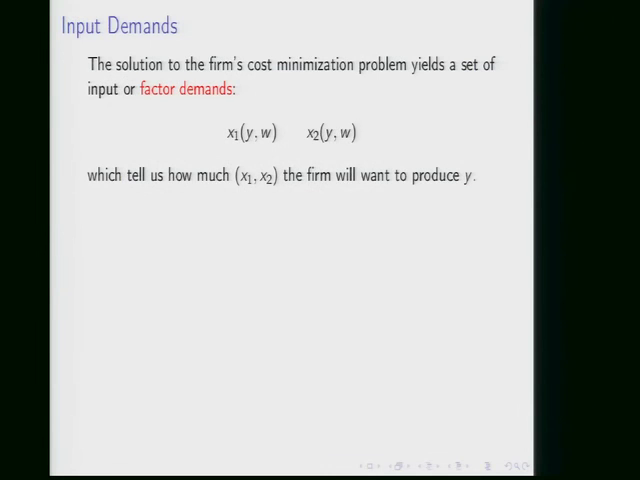If you double all the input prices, the only place these things appear is in a ratio like this, like w2 over w1, w1 over w2. So if we double them both, it's not going to have any effect on input demands. So why is that? We just doubled prices. Why is the firm not responding by changing its demand for inputs?